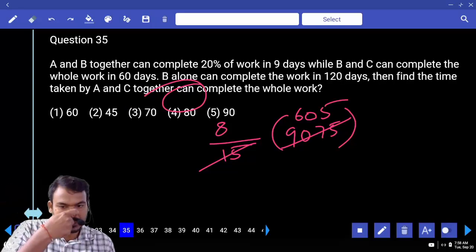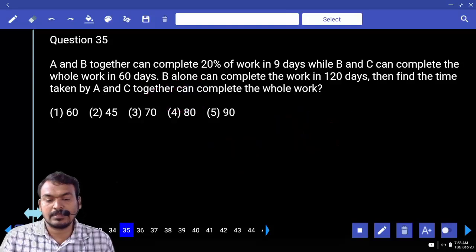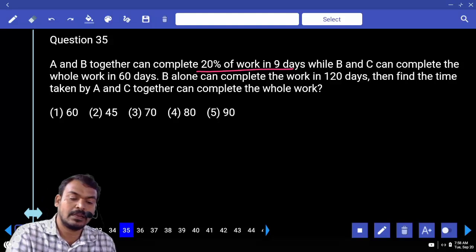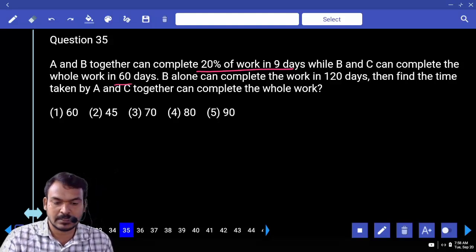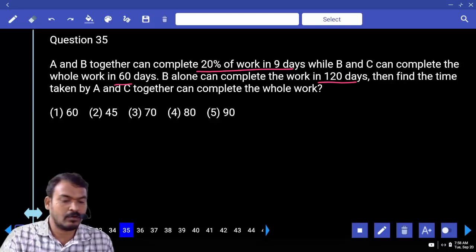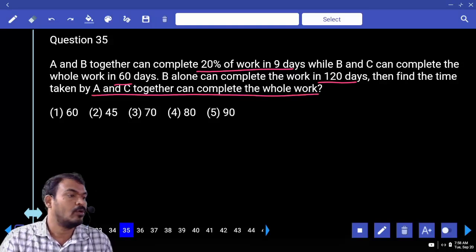Next question number 35. A and B together can complete 20% of the work in 9 days, while B and C together can complete the work in 60 days. B alone can complete the work in 120 days. What is the question here? Time taken by A and C together to complete the whole work.